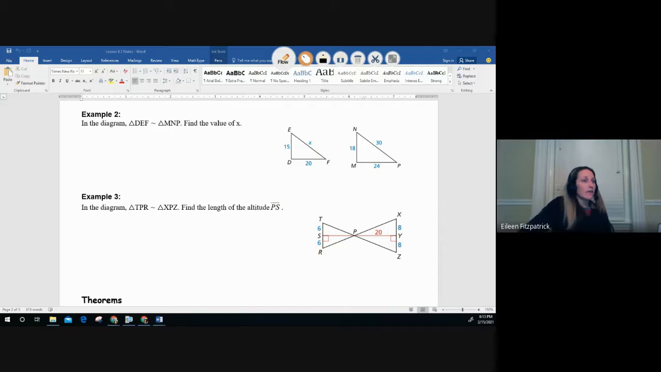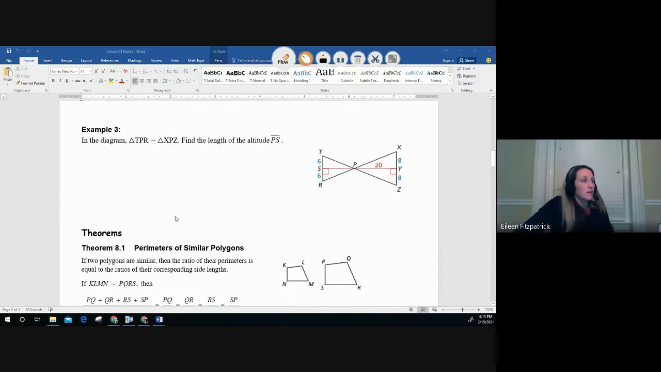All right. Example 3. Triangle TPR is similar to triangle XPZ. Find the length of PS. Okay, well, if the two triangles are similar to each other, that means that this altitude is going to be proportional to this altitude. And that's what you're asked to solve for, excuse me. So I'm going to put an x.